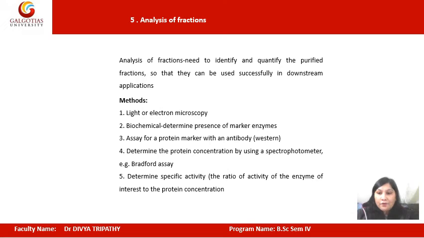The last step of cell fractionation is analysis of fraction. The analysis of fraction is needed to identify and quantify the purified fractions so that they can be used successfully in downstream applications. The methods are light or electron microscopy. Biochemical methods are used to determine the presence of marker enzymes. Assay for protein markers with an antibody. This technique you will learn in the third module of this course.